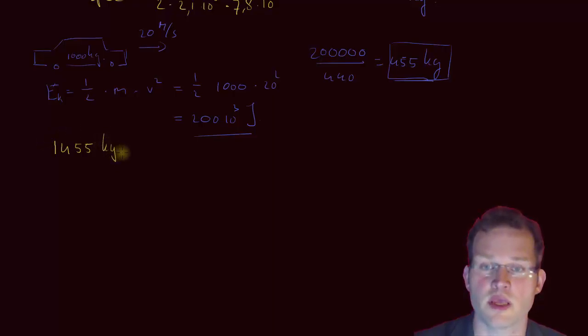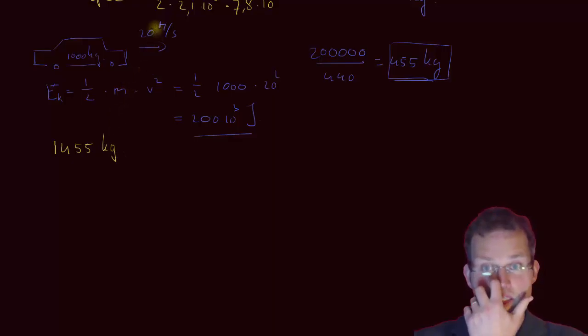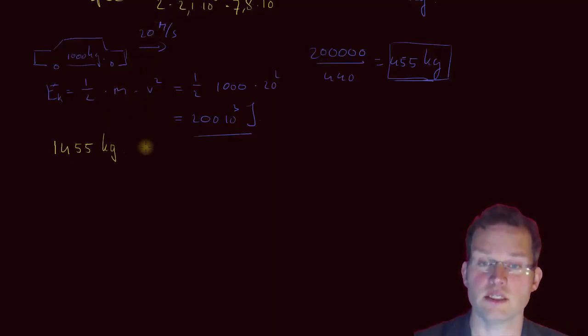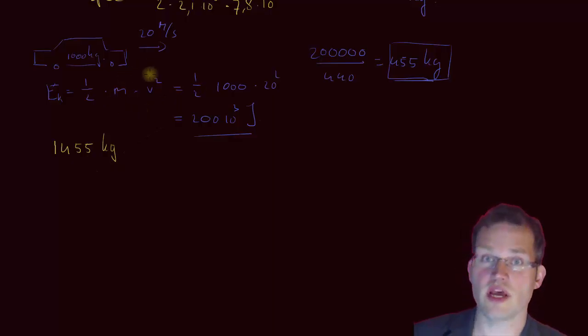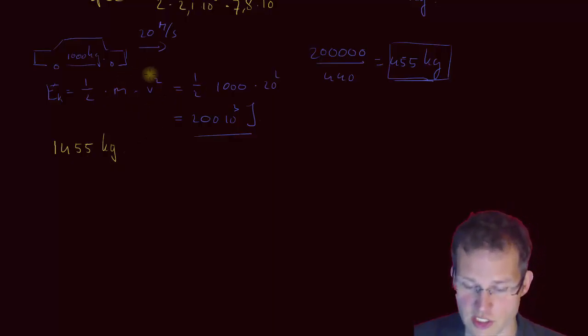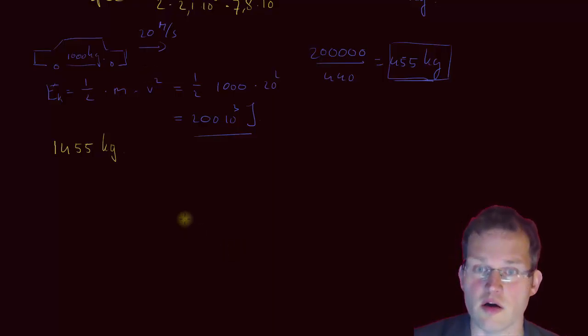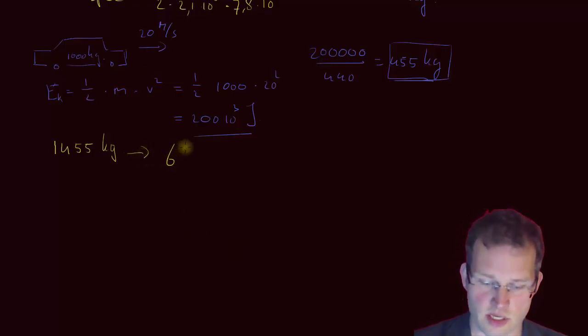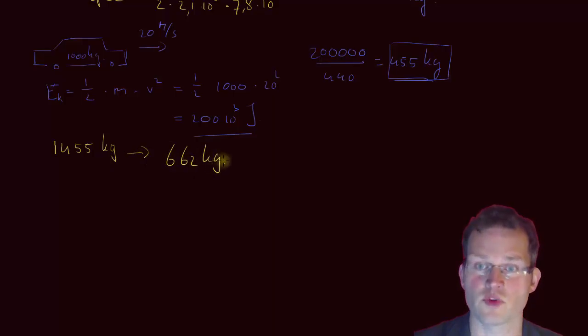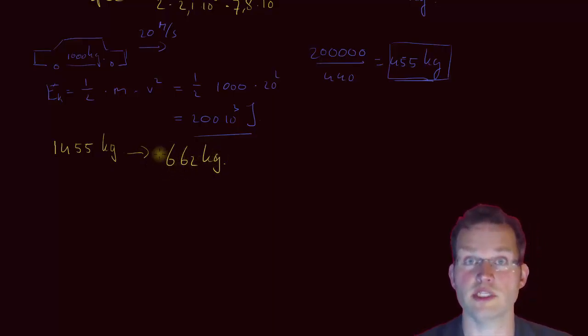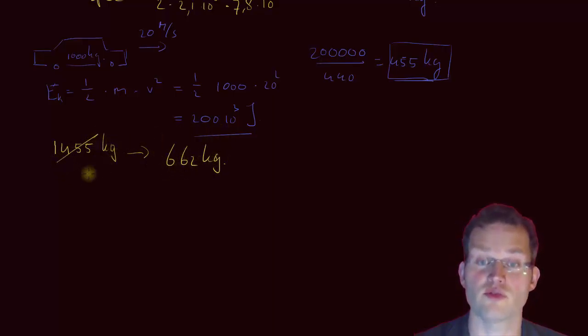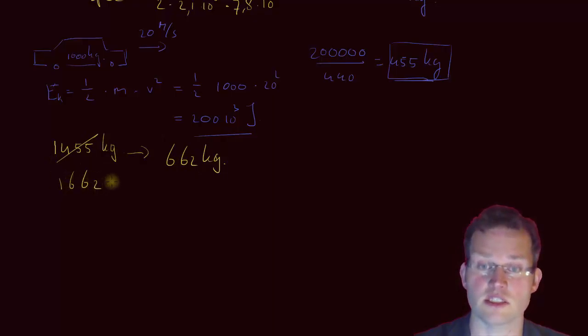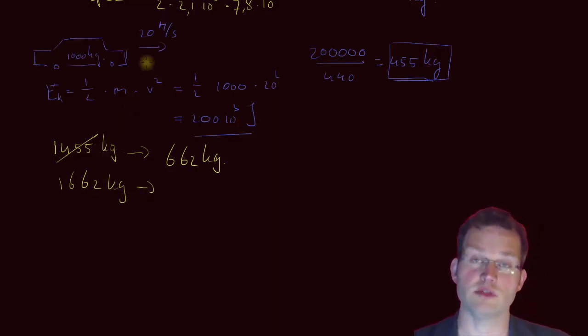1,455 kilograms. And if this car is moving at a speed of 20 meters per second, then all this kinetic energy is now bigger, and to have a spring that can store all this energy, you would need a spring of 662 kilograms, which of course adds to the weight of the car. So the car is now no longer 1,455, but is now 1,662 kilograms, which is moving at a speed of 20 meters per second.